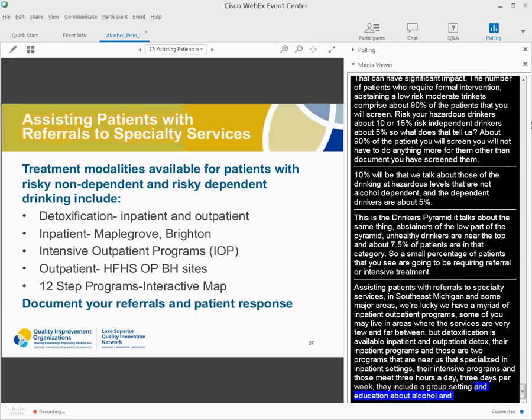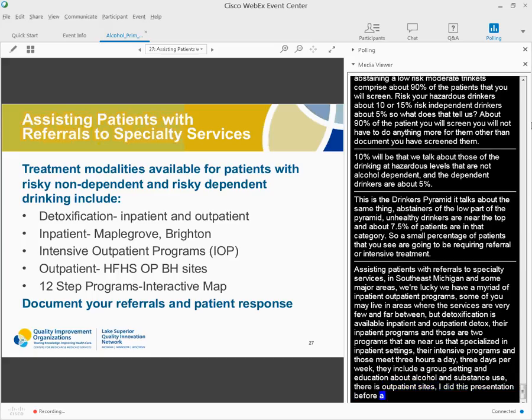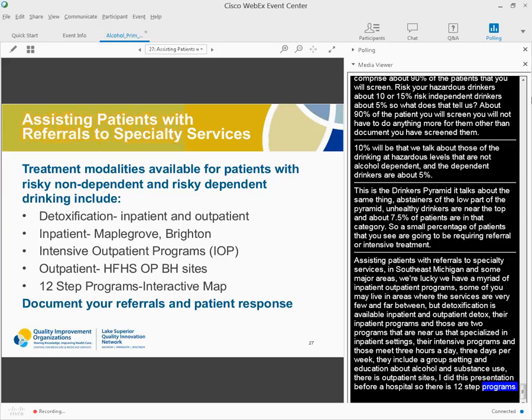There's outpatient sites, and I did this presentation for Henry Ford Hospital, so sorry, I forgot to take that Henry Ford Hospital system reference up there. And then there's 12-step programs available, and we do have an interactive map available for 12-step regions in Michigan.